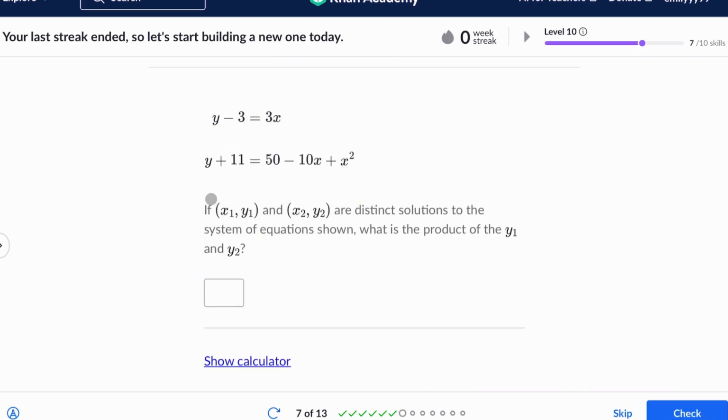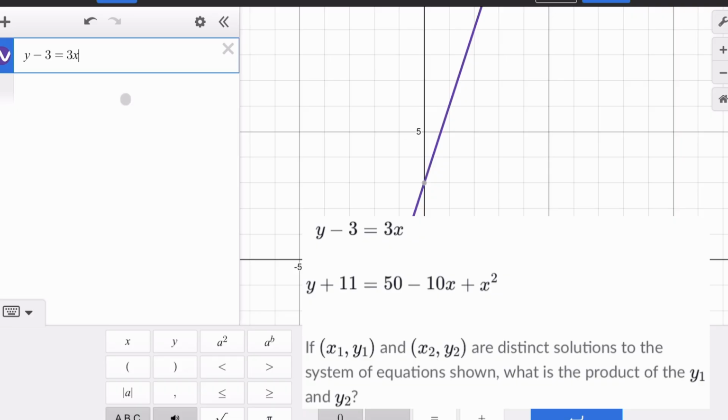Two equations here. If (x1, y1) and (x2, y2) are distinct solutions to the system of equations shown, what is the product of y1 and y2? So just plug this into the calculator, find the two solutions. There must be two solutions to this, and then the y-coordinates of each solution should be multiplied to get the answer to this problem. Just put it into the calculator.